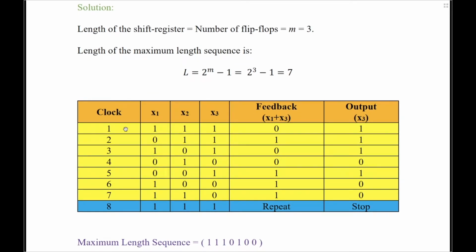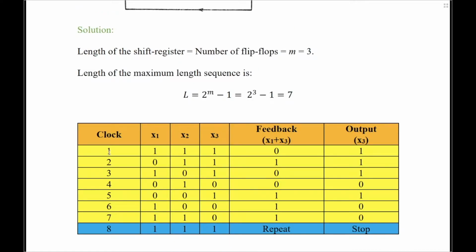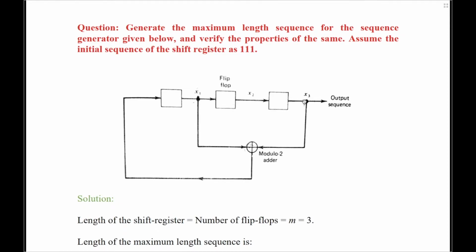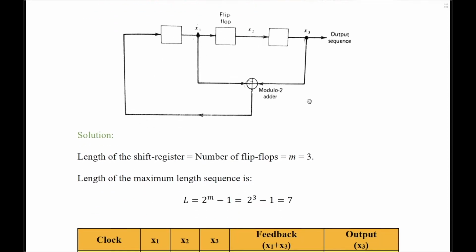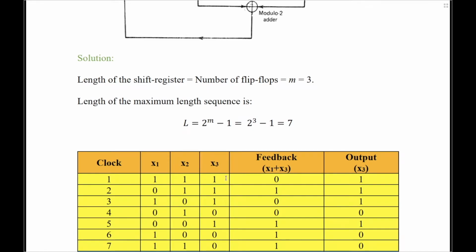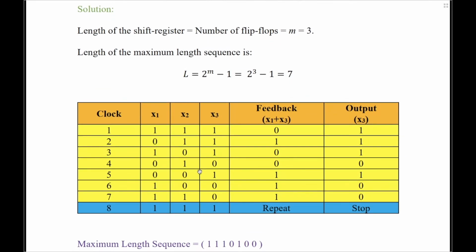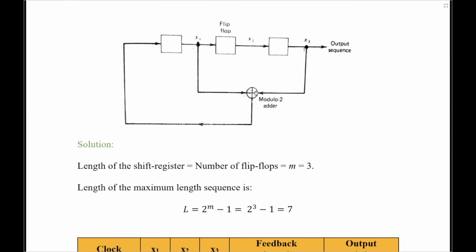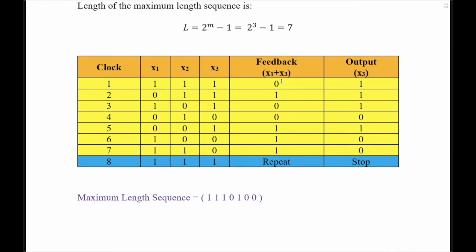Let us start the operation now. At the end of first clock, the contents of the flip-flops are moved out because it is a linear shift register. So, x1, x2, x3 will become 111, which is also our initial content. So, the feedback for this particular condition is x1 plus x3, but it is a modulo 2 addition. Please note, we have used a modulo 2 adder here. Therefore, it will be equal to 0. Now, since output is equal to x3, I will simply place the content of x3 in the output column.